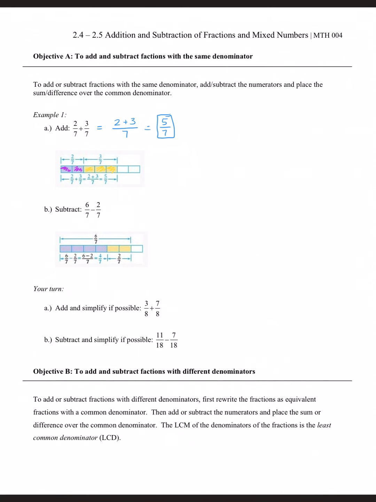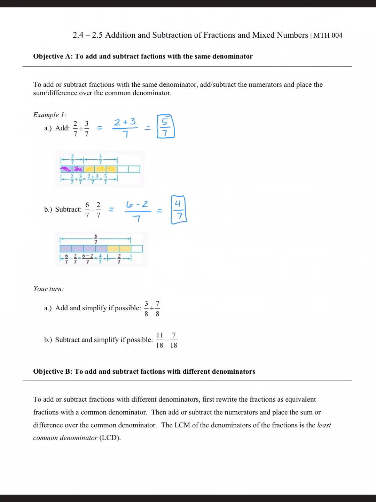Now, in the next example, we are looking at subtracting 2 sevenths from 6 sevenths. So this whole thing shaded here, the purple and the yellow, represents 6 sevenths. And we're just taking away 2 of those blocks there. So just like we did the previous problem, we look at just the numerators and perform the operation, which is 6 minus 2, and you bring over that denominator. 6 minus 2 is 4 over 7. Again, we want to make sure it doesn't simplify. Well, with 4 and 7, the only common factor is 1, which means 4 sevenths is our final answer.